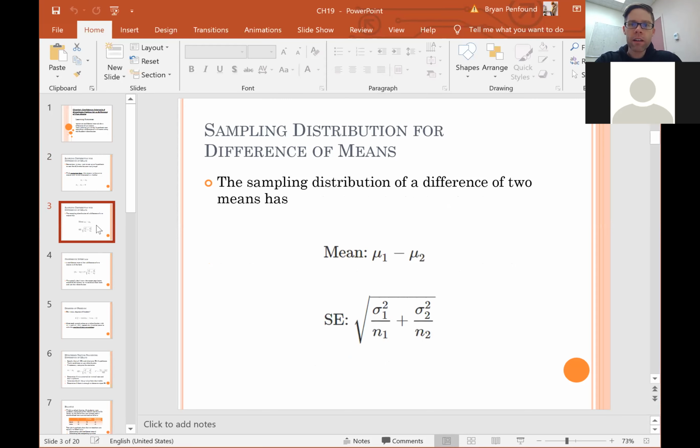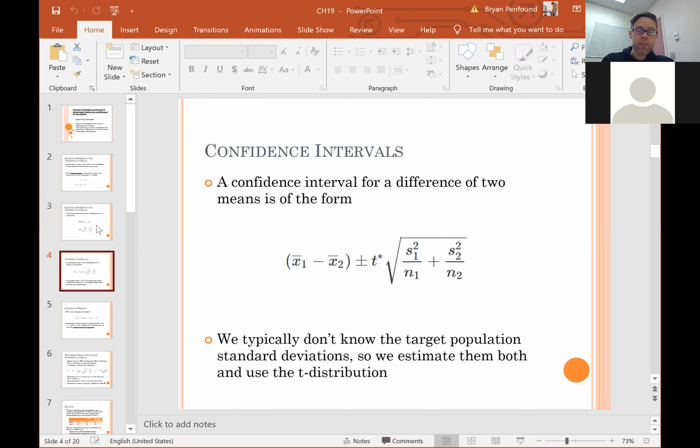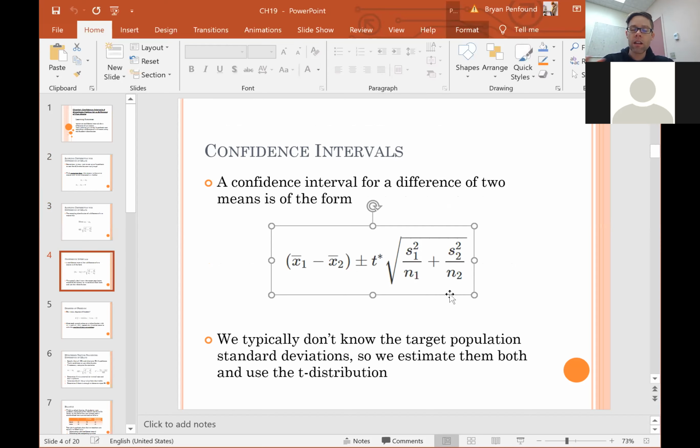And like I was saying with regards to a singular mean, we often don't know what the standard deviation is. So when we work with our confidence intervals and our hypothesis test, we're going to be estimating the true target standard deviations by using the sample standard deviations. These are represented by S1 and S2.